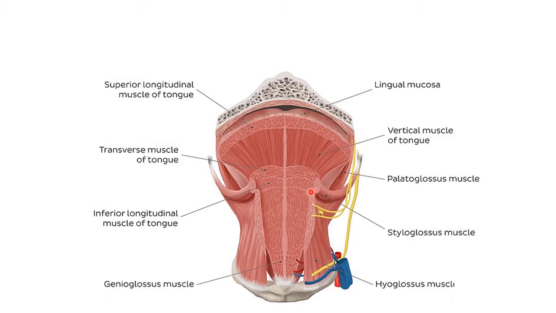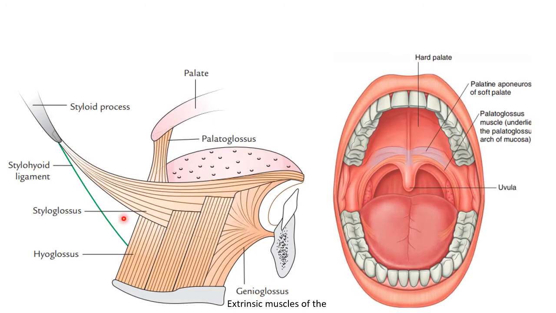The intrinsic muscles of the tongue occupy the upper part of the tongue, and they are attached to the submucous fibrous layer and the median fibrous septum. So we will first discuss the extrinsic muscles of the tongue.